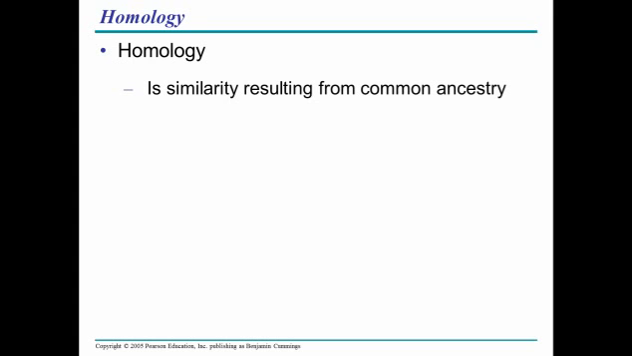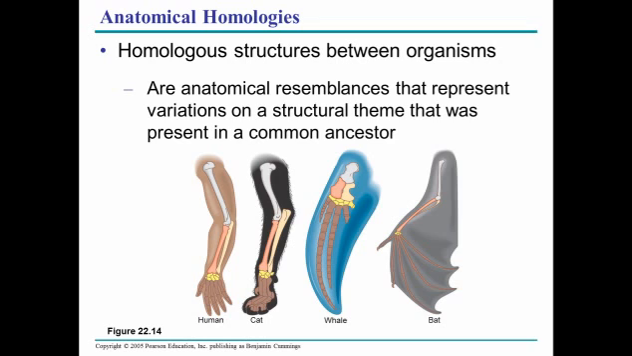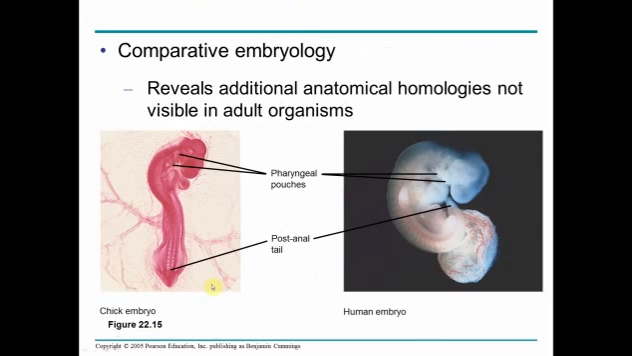Some evidence for evolutionary theory includes homology, which is from common ancestry. Here you see the anatomical resemblances between different organisms. They all have the same bone structure in the same order, but the bone shapes and sizes are slightly different, just like the human hand, and they're adapted to their specific environment.